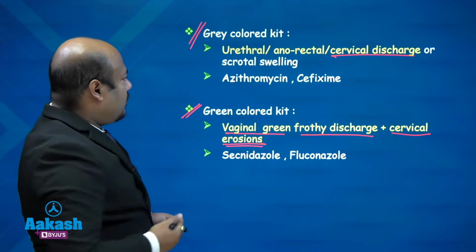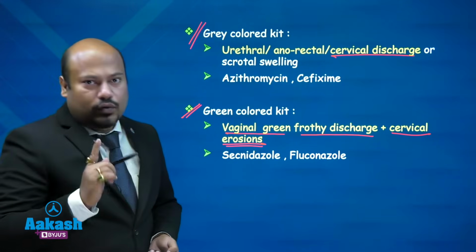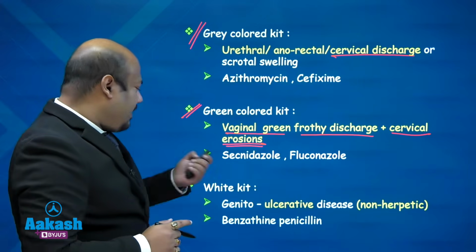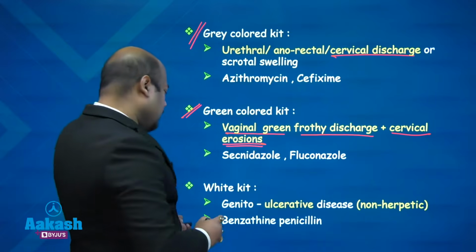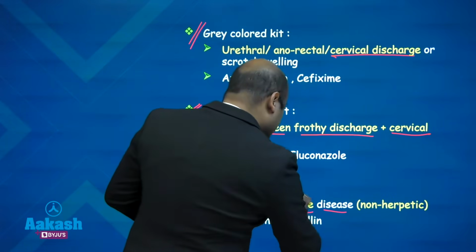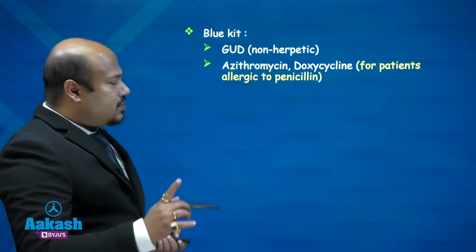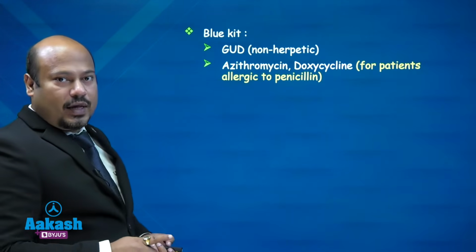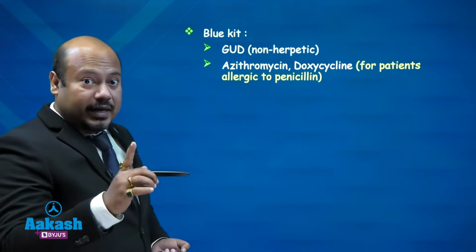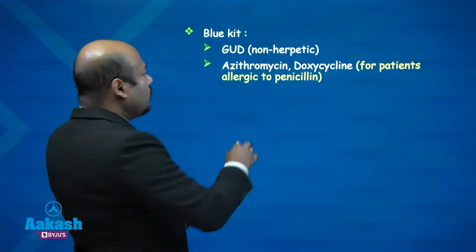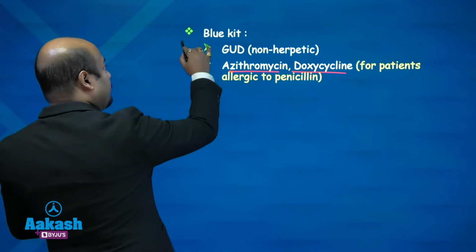For grey colored kit, we are going for azithromycin and cefixime. For green colored kit, secnidazole and fluconazole, okay. So white kit, what? White kit is genito-ulcerative disease, non-herpetic. In this case, you have to go for penicillin. But suppose the patient has allergy to penicillin, you cannot use penicillin. Same case, genito-ulcerative disease, non-herpetic, allergic to penicillin, then you have to go for azithromycin and doxycycline. That is a blue kit.